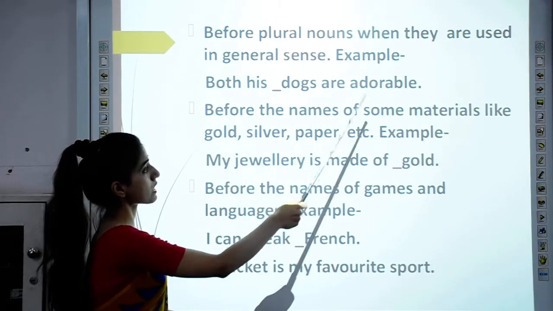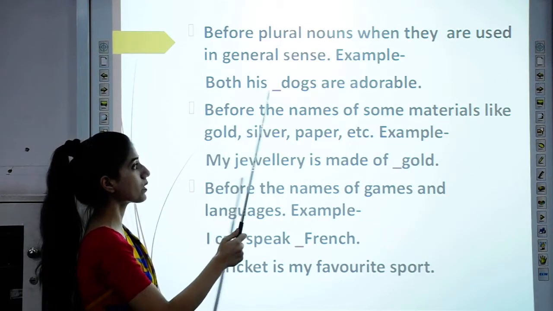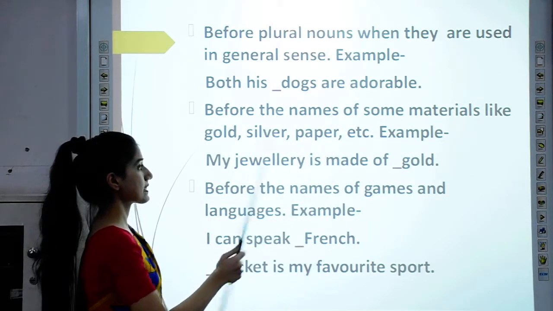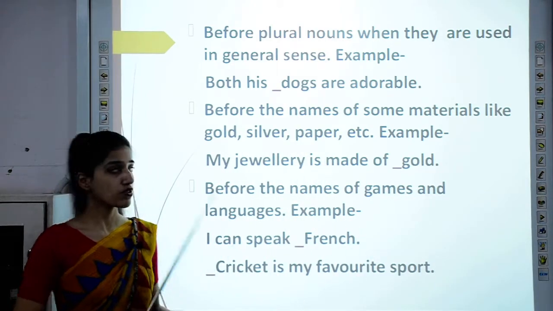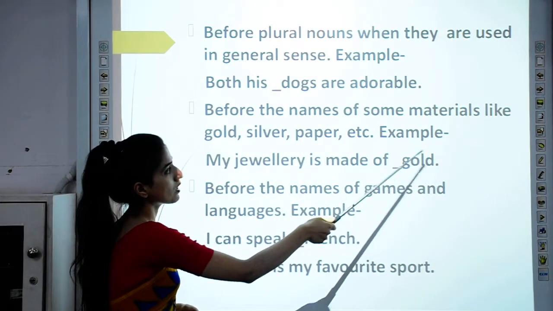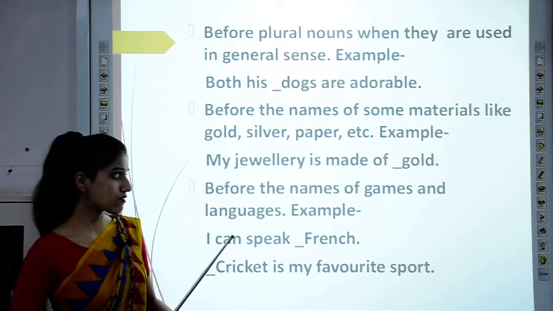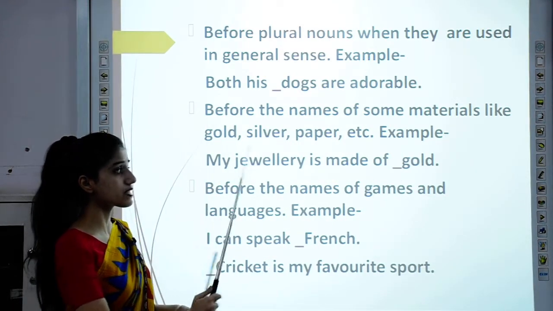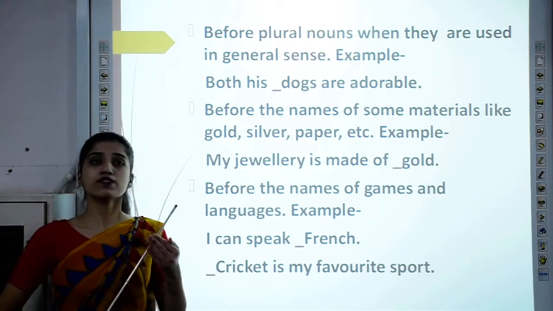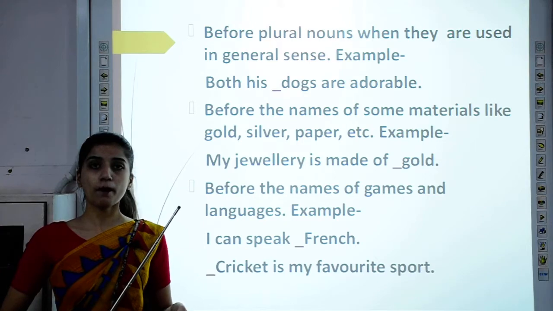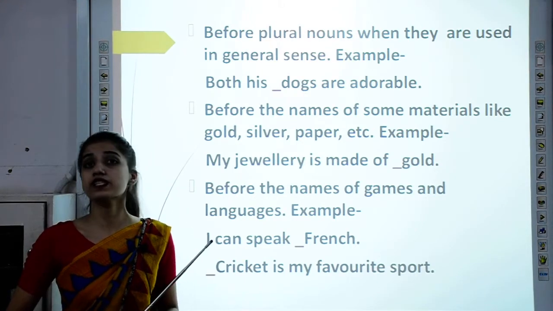Before the names of some materials like gold, silver, paper, etc. An example is given: "My jewelry is made of gold." So here I am talking about the name of a material. That is why I am not saying "my jewelry is made of the gold," right? So before the names of some materials like gold, silver, copper, platinum, we will not be using the.